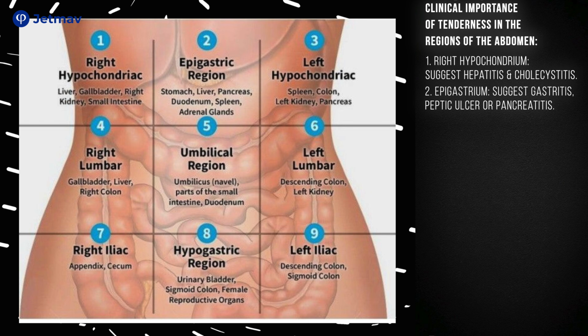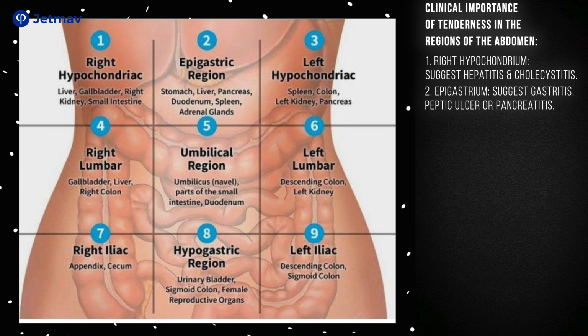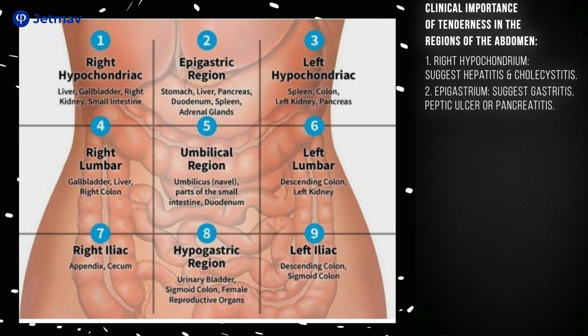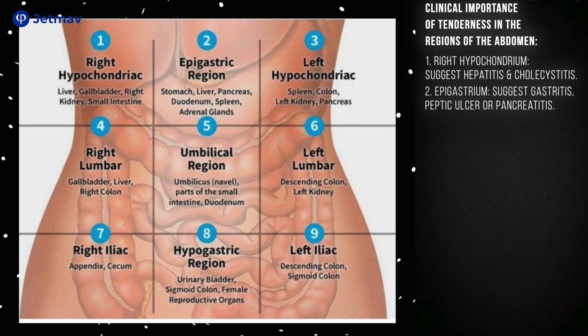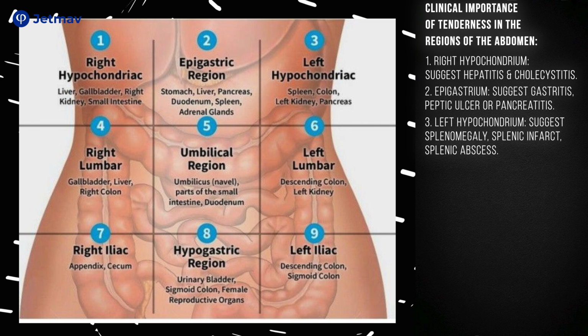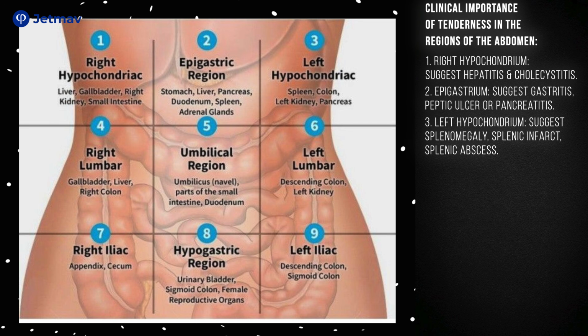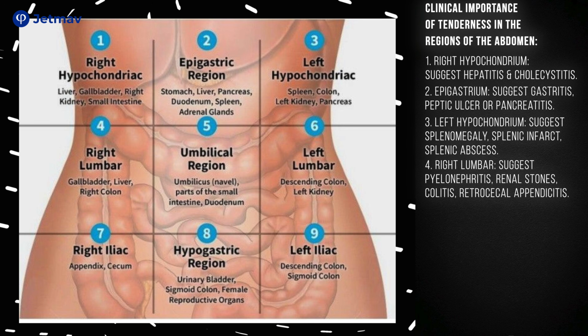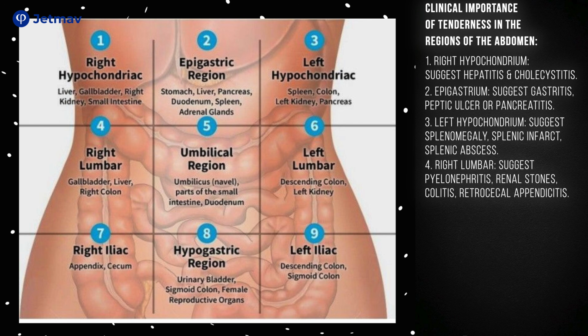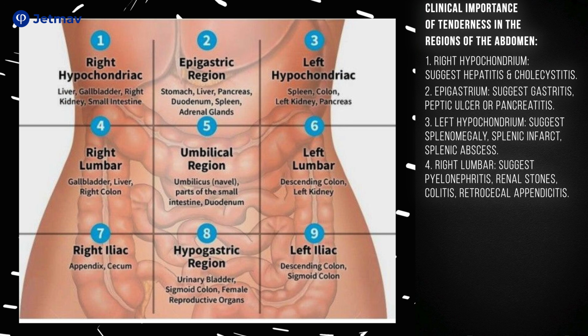If you have tenderness in the epigastrium, where the stomach and the pancreas are located, it's going to suggest a possible gastritis, peptic ulcer disease, or pancreatitis. So the importance of the 9 regions of the abdomen cannot be overemphasized. If you elicit tenderness in the left hypochondrium, where you have the spleen, it might be a pointer to a possible splenomegaly, a splenic infarct, or possible splenic abscess. The right lumbar, where the ascending colon, the right kidney, and the right ureter are located, might suggest inflammation of the parenchyma of the kidney, that's pyelonephritis, or renal stones, or even colitis, or retrocecal appendicitis.